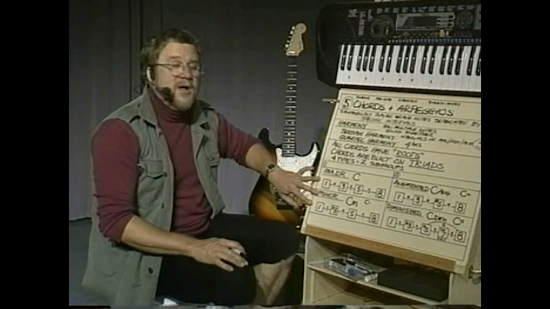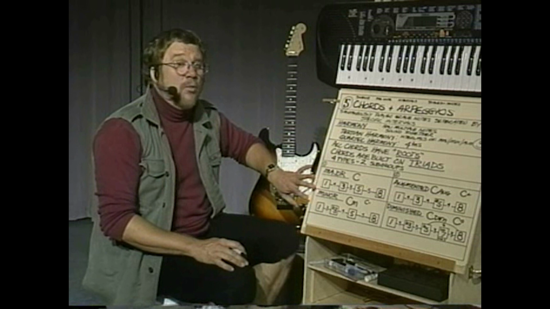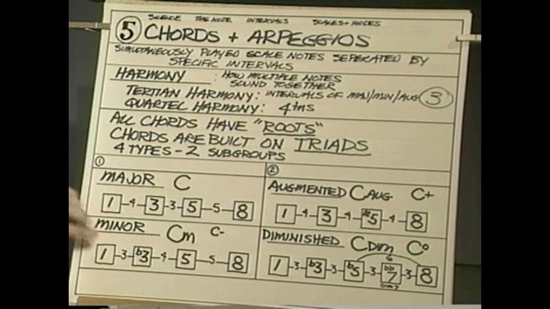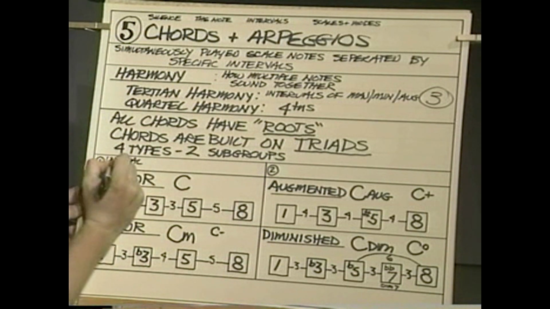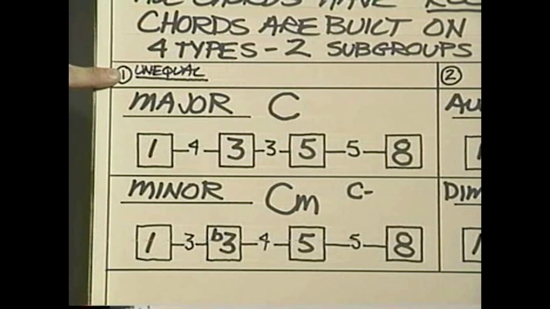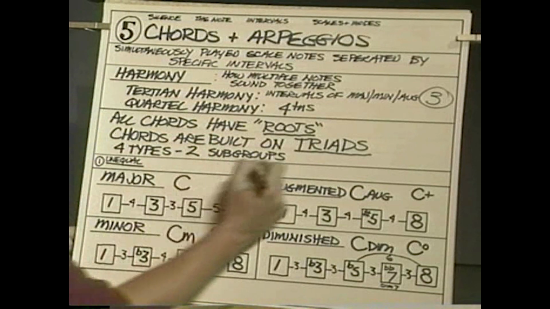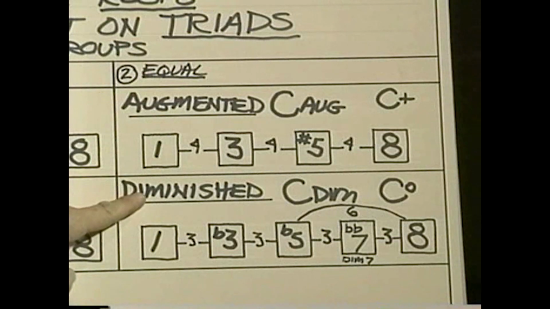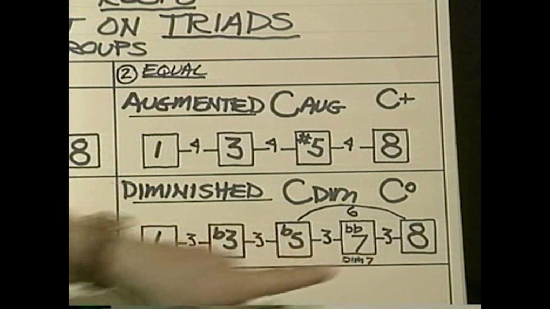Let's look at our 2 most common types of triads, major and minor triads. They are in the first subgroup here. What is it that unites them and differentiates them from these other 2 types of triads? And that is, these are what are known as the unequal interval triads. Whereas in subgroup number 2 over here, augmented and diminished, these are the equal interval triads. The notes in augmented and diminished are all the same distance apart. Augmented, they're all major thirds apart. Diminished, they're all minor thirds apart.